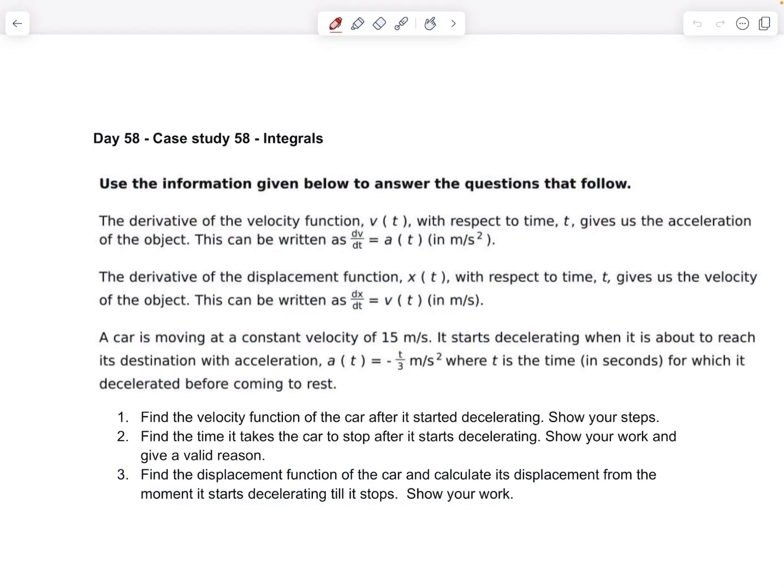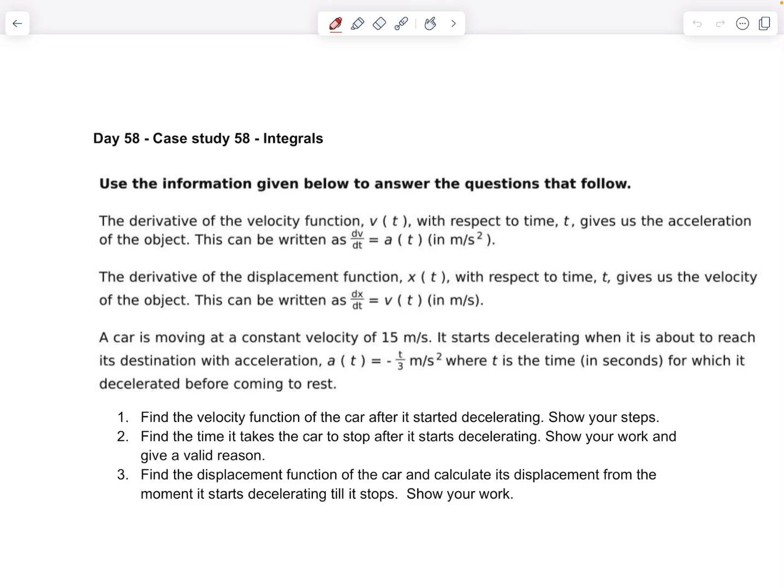The question goes like this. The derivative of the velocity function v of t with respect to time t gives us the acceleration of the object. This can be written as dv by dt equal to a of t in meter per second square. The derivative of the displacement function x of t with respect to time gives us the velocity of the object. This can be written as dx by dt is equal to v of t in meter per second.